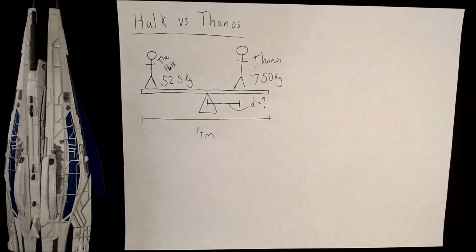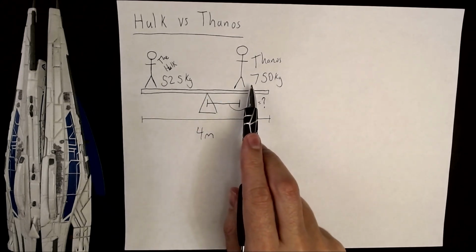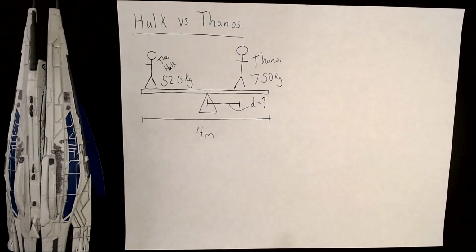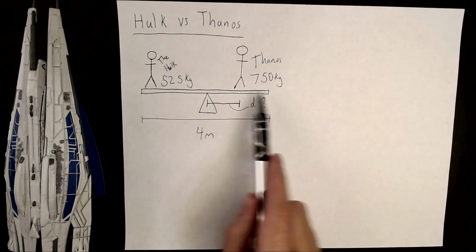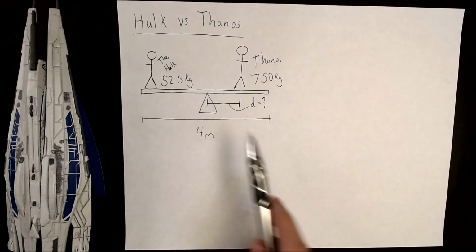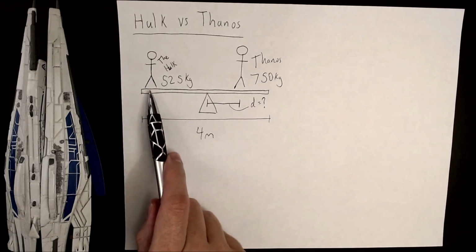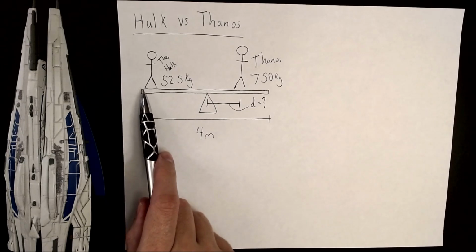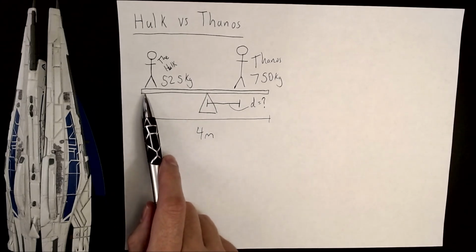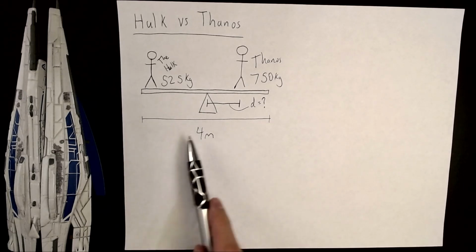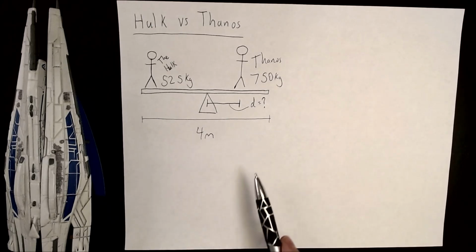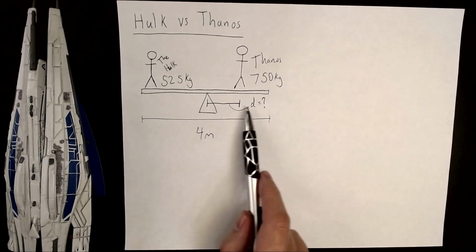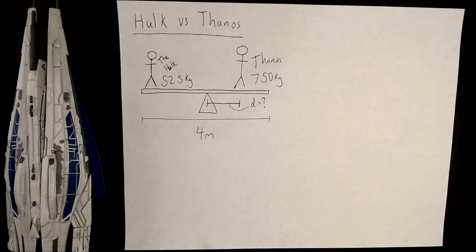For our first example problem, we've got the Hulk and we've got Thanos on a teeter-totter or a seesaw or whatever you called this thing. It's a balance where it pivots in the middle and you can put one person on each side and keep it steady. The Hulk is standing at the far left edge of the seesaw, and the Hulk has a mass of 525 kilograms. Thanos wants the seesaw to be perfectly balanced, as all things should be. Where should he stand on this if he has a mass of 750 kilograms to keep it perfectly balanced?